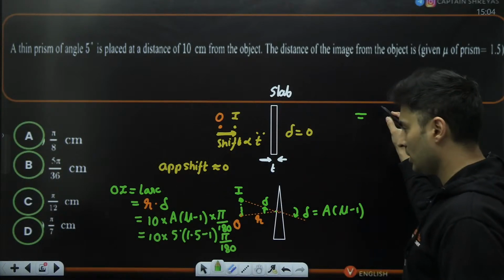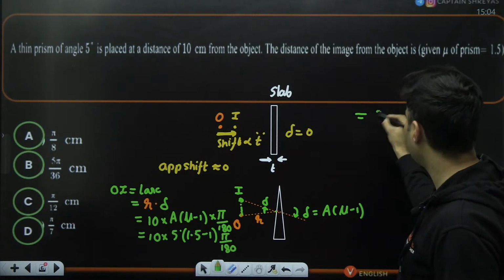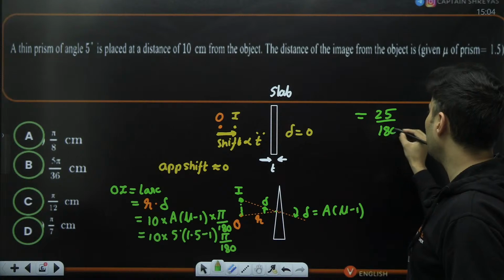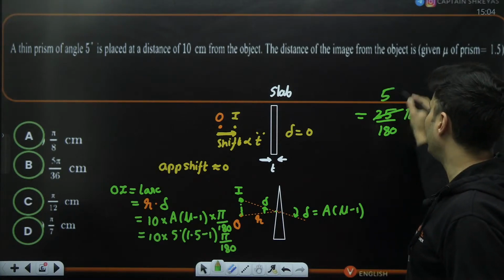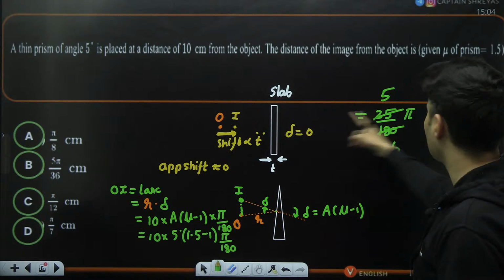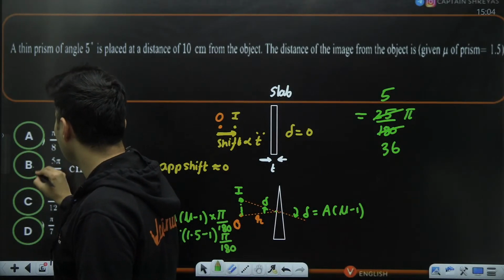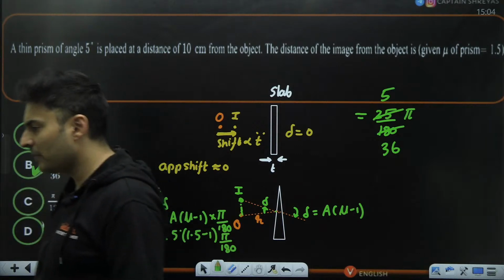It will be 0.5 into 5, which is 2.5. So 25 by 180 multiplied by pi. This will go 5 times, and this will go 36 times. So 5 pi by 36. Oh, we can get an exact value over here. So 5 pi by 36 should be the correct answer. Everyone with me? Got it?